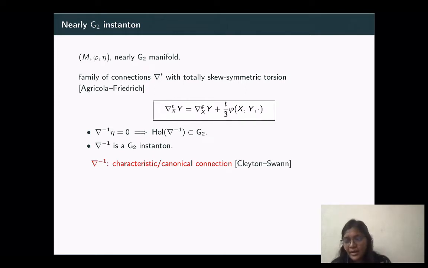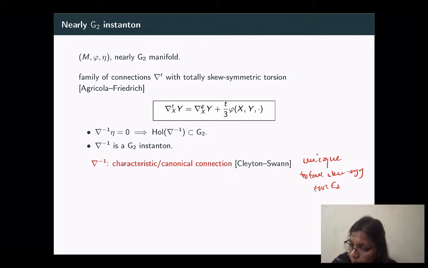It's usually known as the characteristic connection or canonical connection, depending on the author. But whenever one speaks about the canonical connection or the characteristic connection on the nearly G2 manifold, this is what is meant, and you can just think of it as an analog of the Levi-Civita connection on the nearly G2 manifold. And it was proved by Richard Clayton and Andrew Swan that there is a unique totally skew symmetric holonomy G2 connection on nearly G2 manifolds, and this is this connection.